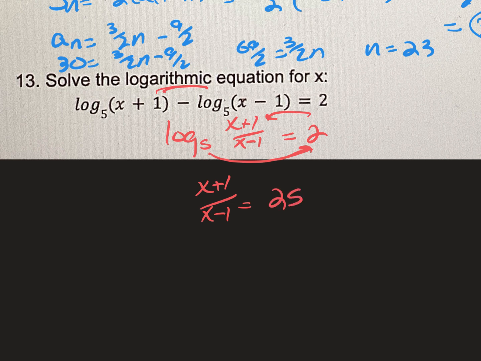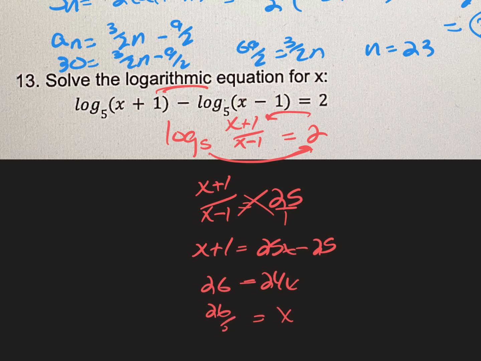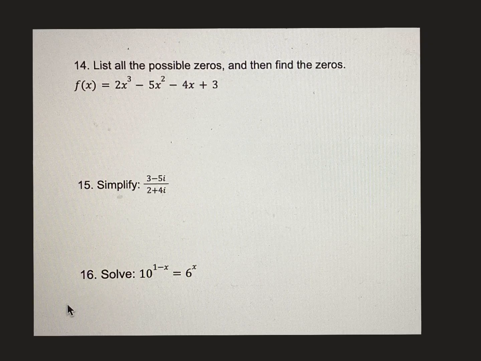And 5 squared is 25. Now I'm just going to cross multiply. Going this way, it's really over 1. So I get x plus 1 equals 25x minus 25. Move the x over here, move the 25 over there, divide by 24, I get 26/24, which is really 13/12. Make sure to check your answer, make sure it keeps the logs positive. It does. Good. 3 more.